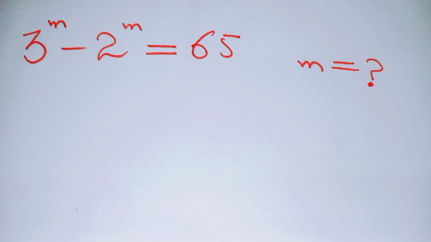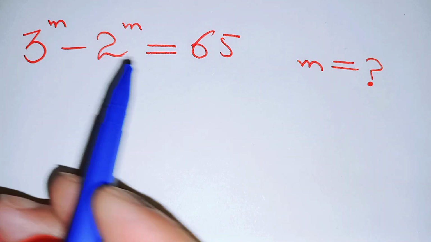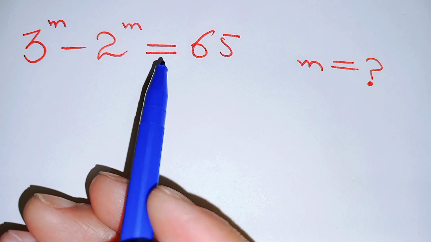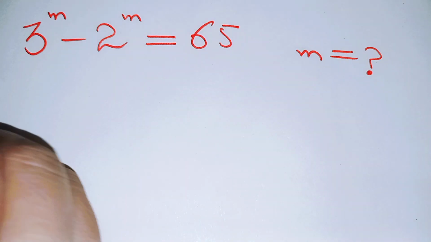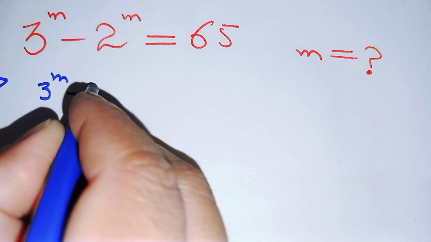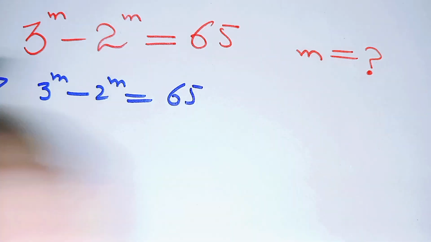In this video we are going to solve a nice algebraic problem, a math Olympiad trick: 3 to the power of m minus 2 to the power of m is equal to 65. We have to find the value of m. First of all, it can be written as 3 to the power of m minus 2 to the power of m is equal to 65.